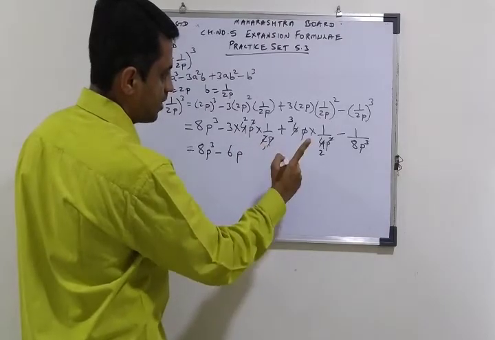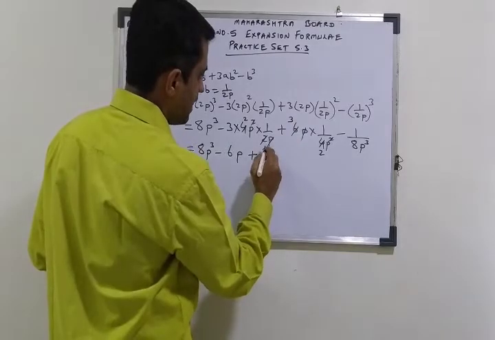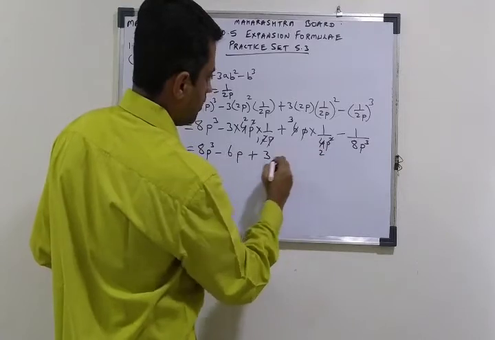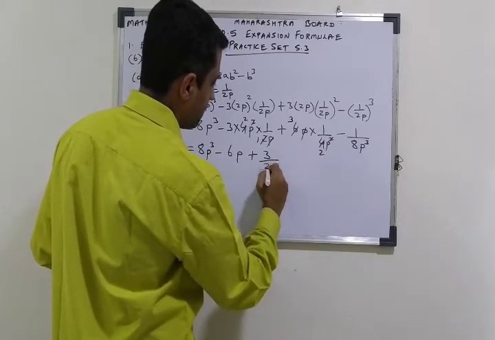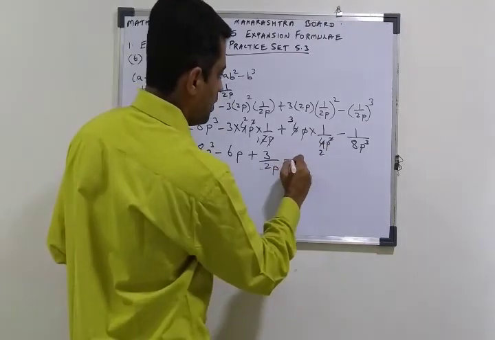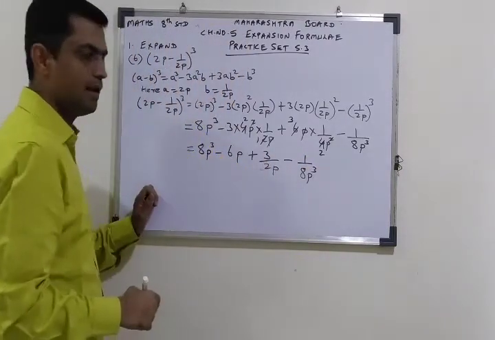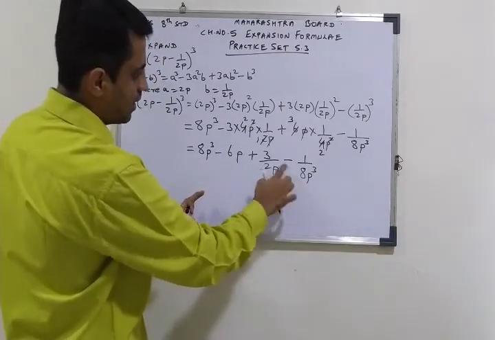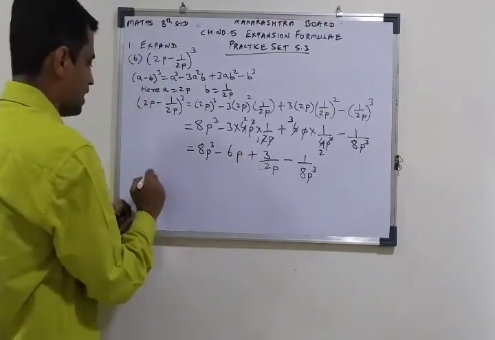And the denominator, everything got cancelled here, so no problem. Plus this will be written as 3 upon 2p. You have to write 2p here. Don't write p, everything will go wrong. Minus 1 upon 8p cube. Clear? If you are able to simplify further, you can do any cancellation. No, you can't cut anything this way. Your plus, minus and minus is there. So this would be our final answer.